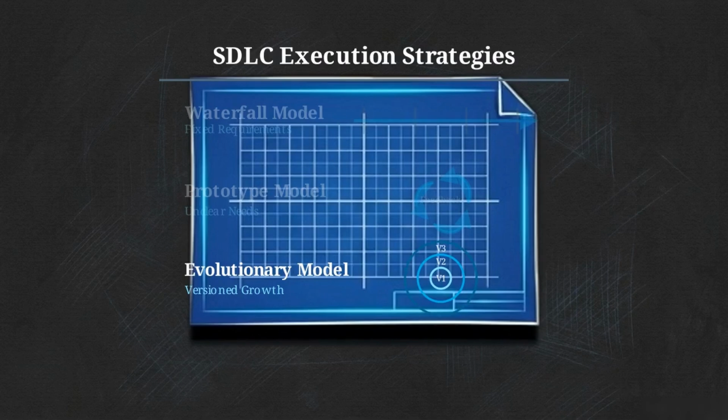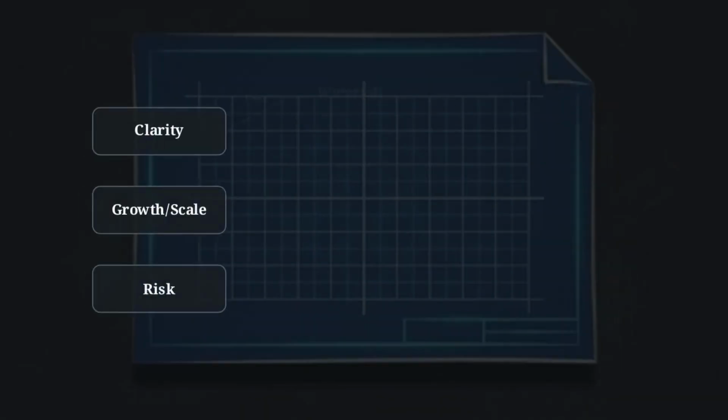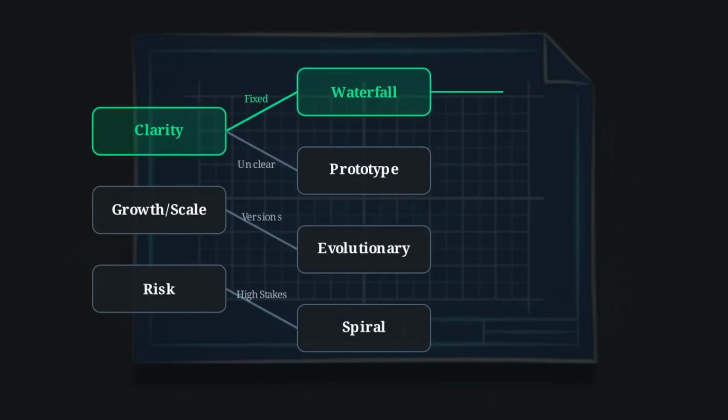Line 4 shows the spiral model. This quadrant graph maps a spiral line passing through planning, risk analysis, development, and evaluation. This is the mandatory choice for defense or medical software, where analyzing risk is the highest priority. Selecting the correct model prevents catastrophic project failure before a single line of code is ever written.